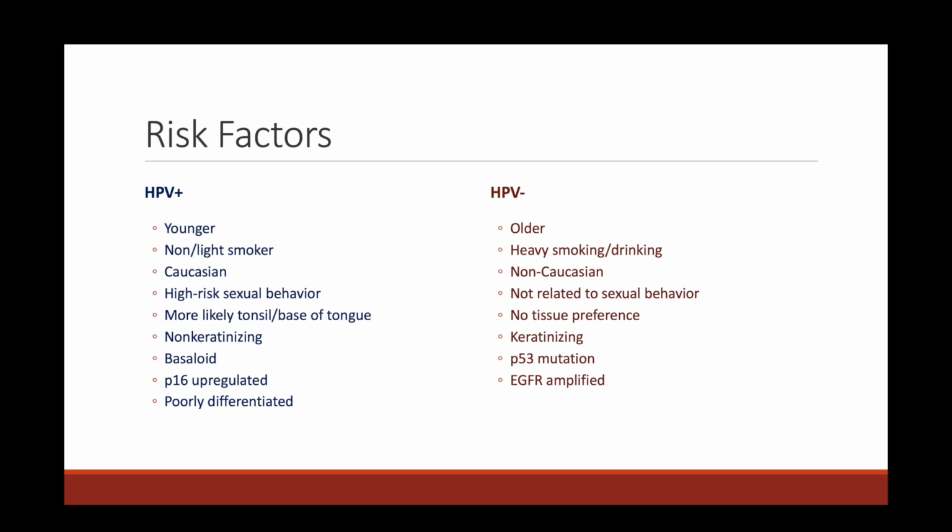More likely, their tumors are going to involve the tonsil and the base of tongue. They're more likely to be non-keratinizing or basaloid. They have P16 upregulated, which, as we discussed, is a surrogate for HPV positivity, and they often tend to be poorly differentiated. HPV-negative cancers tend to occur in older patients. They tend to be associated with heavy smoking or drinking history, non-Caucasian race, not necessarily related to sexual behavior, no tissue preference. They can be keratinizing. They often have more aggressive mutations such as P53 mutation or EGFR amplification.